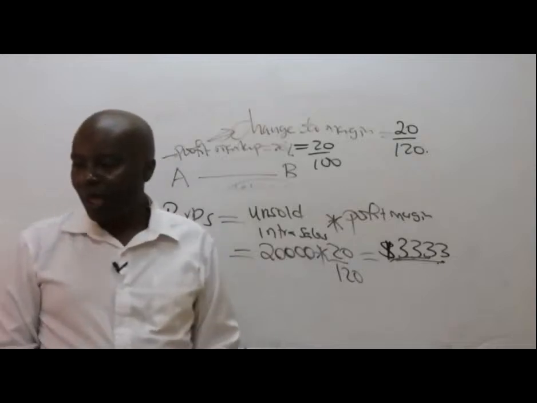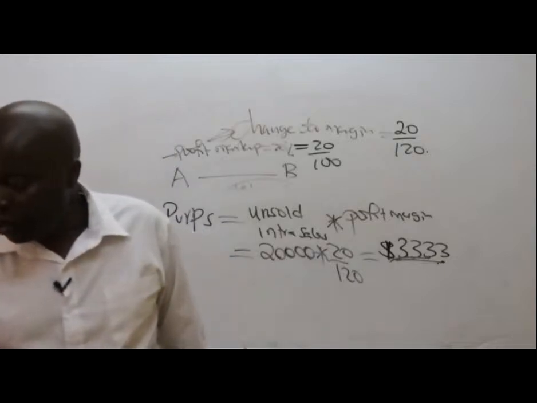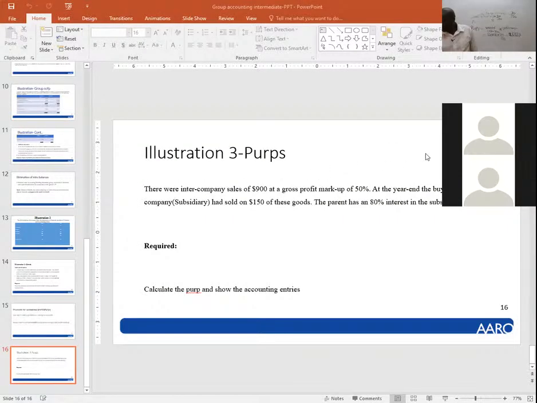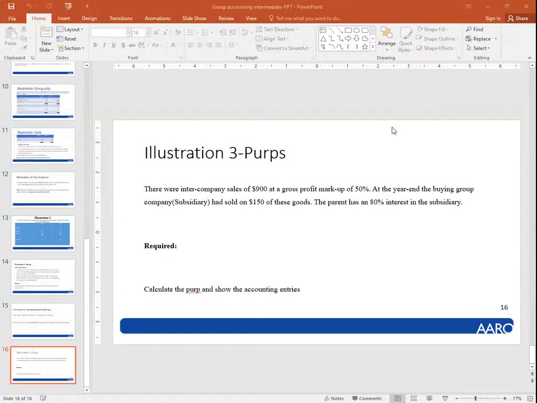Great. Now, I would want to give you one last question. That is illustration 3. I hope you are able to see illustration number 3. There were intercompany sales of $900 at a gross profit markup, a bad thing for us in consolidation, that markup of 50%. Anytime I see markup, I must gross that thing up to get margin.